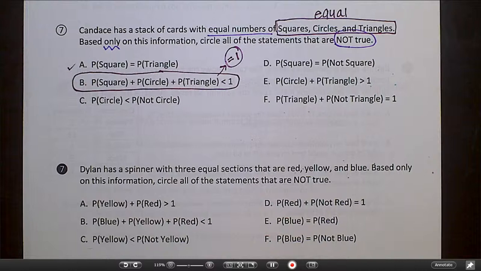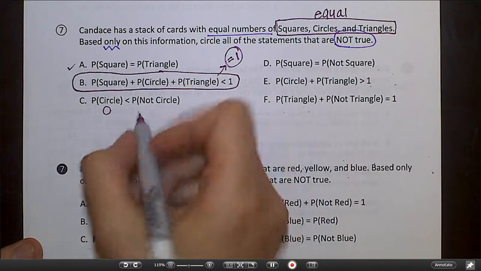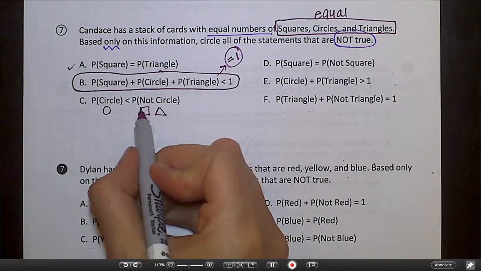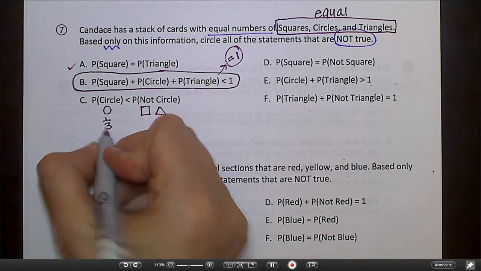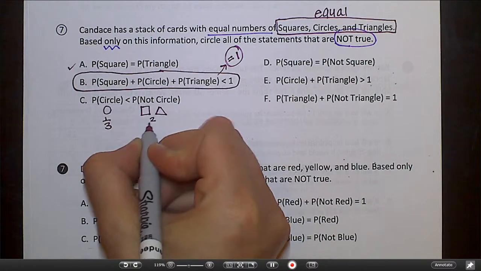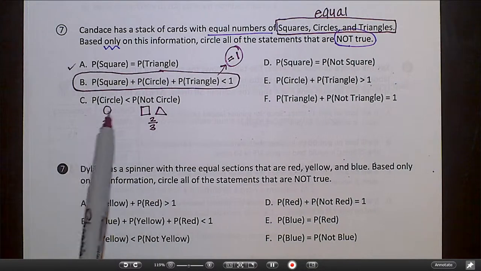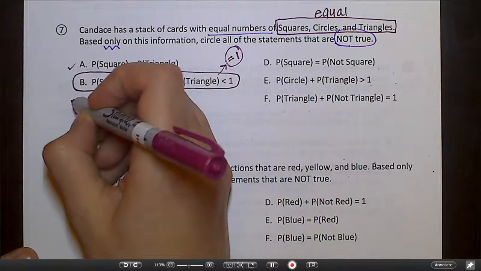Okay, the probability of a circle is less than the probability of not a circle. Well, let's narrow this down. This would be probability of a circle, and this is the probability of not a circle, so that's a square or a triangle. Well, if each one of these has the same probability, then this has a 1/3 chance, and this would have a 2/3 chance. Okay, remember our complements, right? It's the opposite. So yes, a circle would have a lower chance than not a circle. So I'm going to leave that one alone. That one's good.